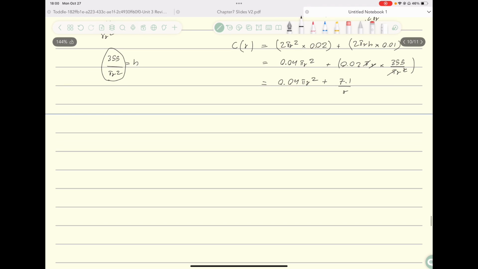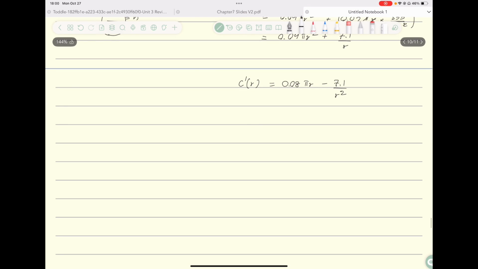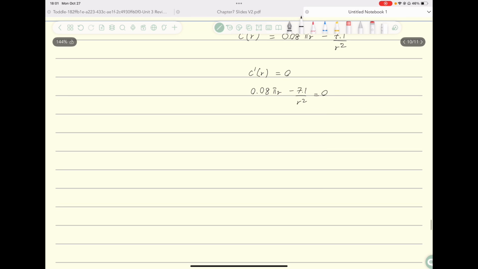Now we want the minimum cost. To find minimum cost, we have to find the first derivative of the function. So it's going to be 0.08 pi r minus 7.1 over r squared. Now what we have to do is set the first derivative equal to 0. So 0.08 pi r minus 7.1 over r squared equals 0.